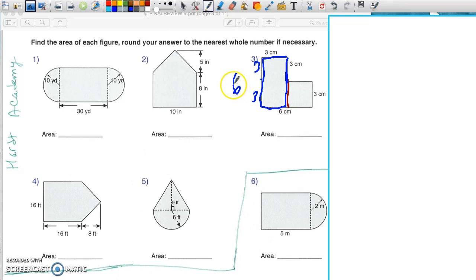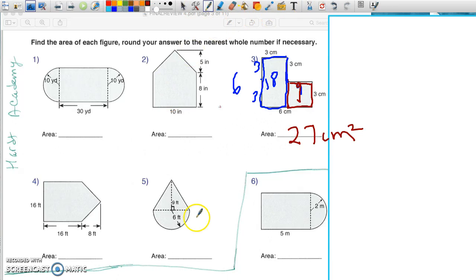So 3 times 6, because it's a rectangle, so you know you're doing length times width. I already know that's 18. Right? Now I also have here a 3 by 3. So this one, 3 times 3, 9. See that one? Perfect little square. So then we just simply add those together, and you will get 27 centimeters. I think those should be squared. There we go.